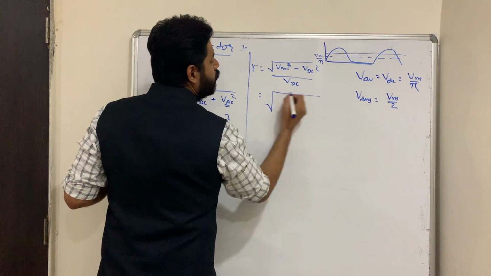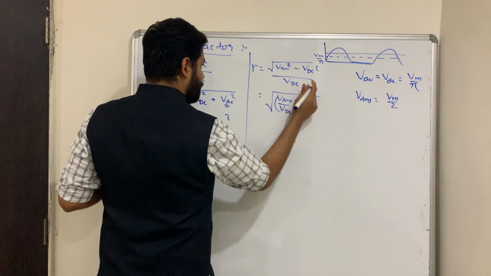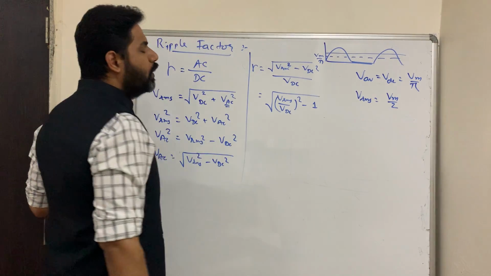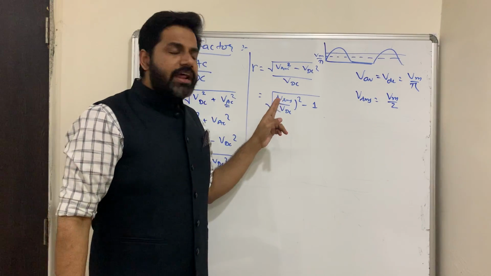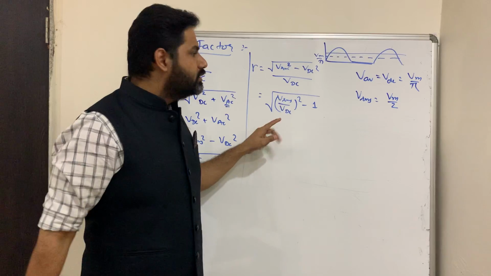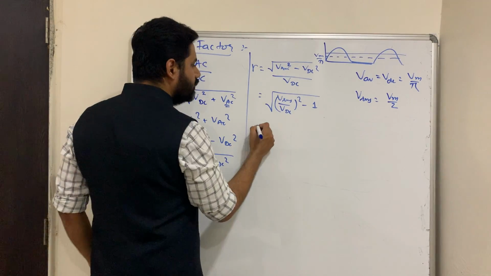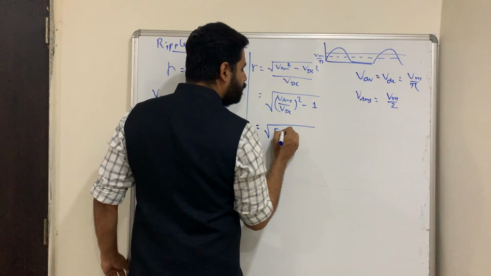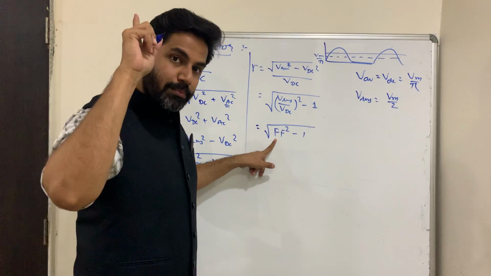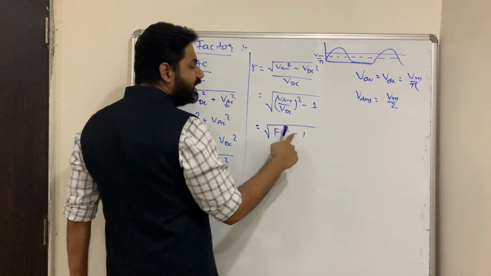So that is the square root of VRMS upon VDC, the whole square, minus VDC upon VDC, that is 1. The ratio of RMS value to average value, that is DC value, is called the form factor. So that is equal to the square root of form factor square minus 1. Where did we study this? In basic electrical engineering, elements of electrical engineering. So form factor square minus 1.